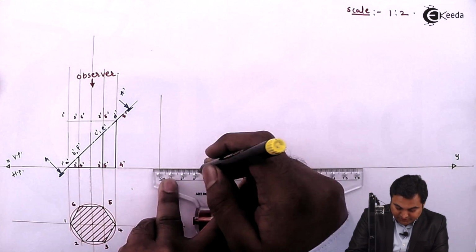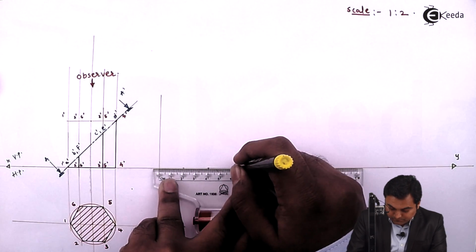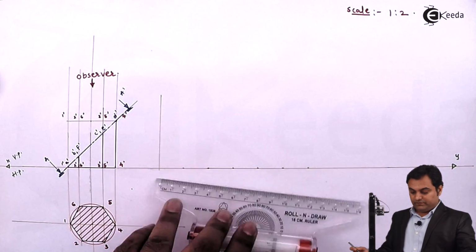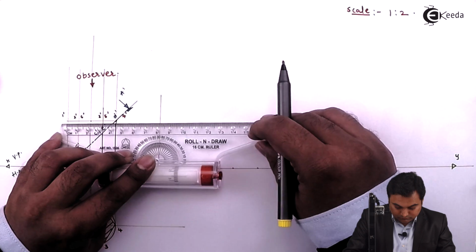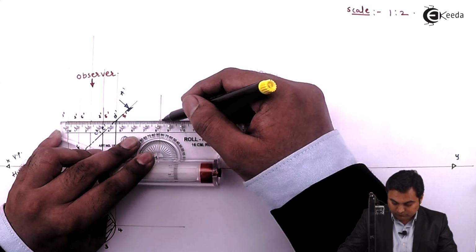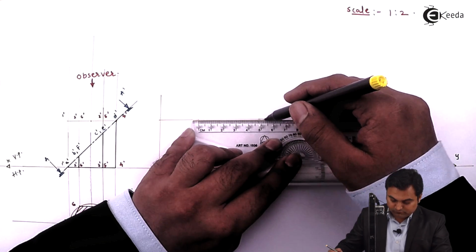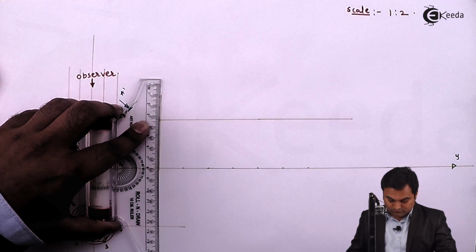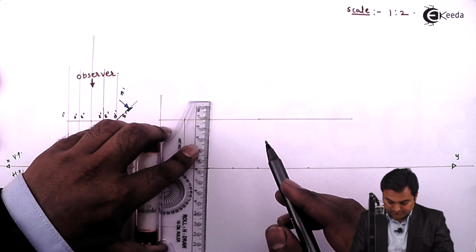mm. Dividing it into 6 parts. Then drawing light horizontal line. Projecting light vertical parallel lines.